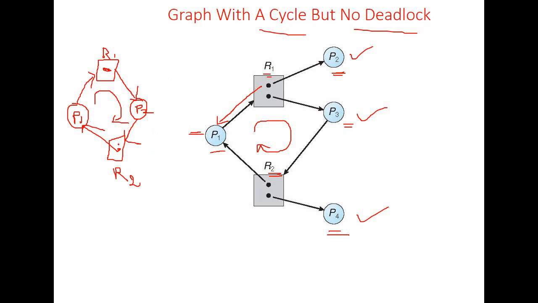For example, in the same situation, if two instances of the resources are available, either R1 or R2, one of the processes will go for execution and then there will not be a deadlock. So this is how, if multiple instances of the resources are available, even if there is a cycle, there may not be a deadlock. But if only a single instance of the resource is available, and if there is a cycle, then there will be a definite deadlock in the system. This is what we have to remember from this example.